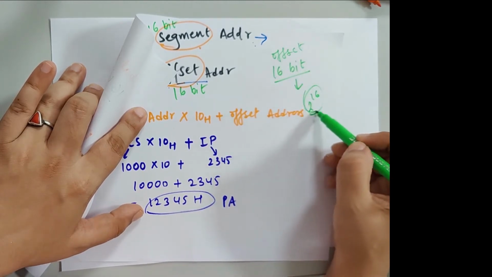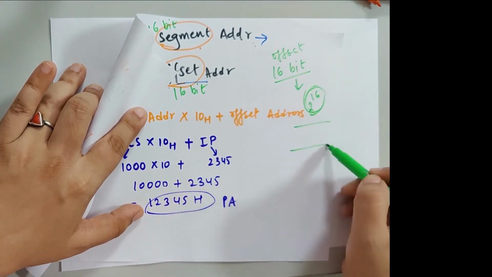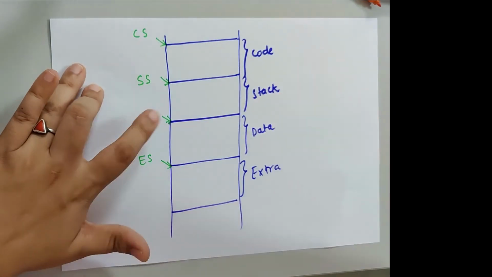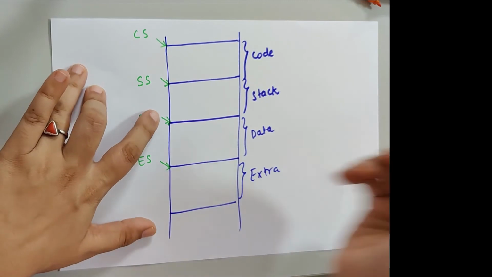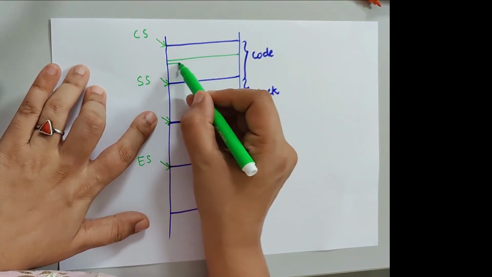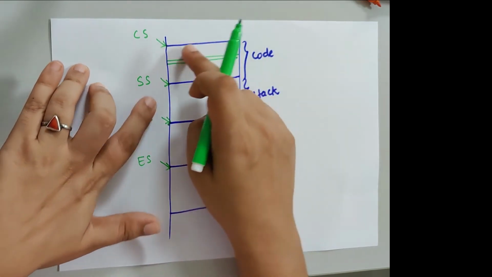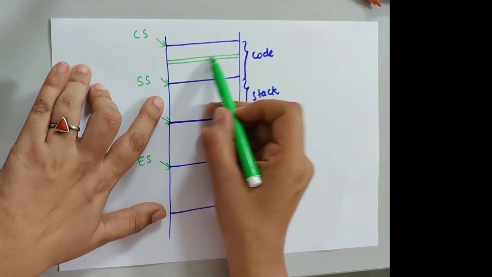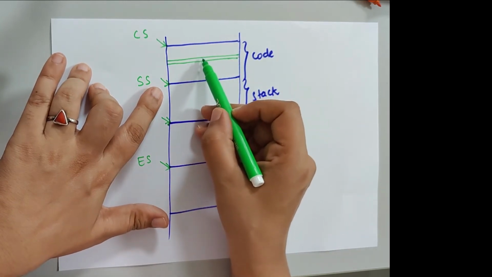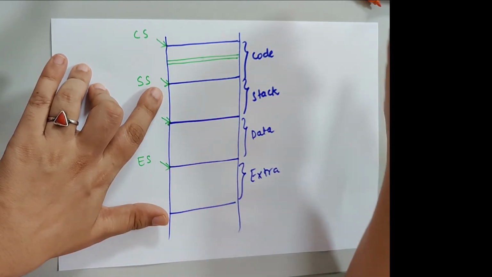So we can have 2 power 16 memory locations in every segment, right? So here consider that this is a location in the code segment. This is the code segment, and this is one of the memory locations in the code segment. So what can be the address of this location?